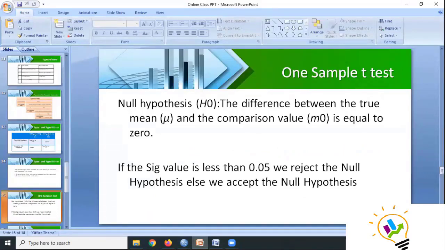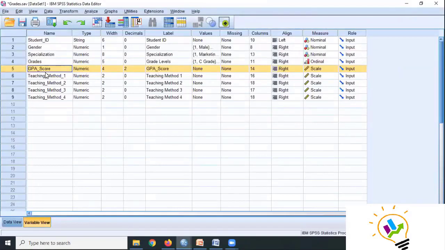In one sample t-test, I'm having a null hypothesis. The difference between the true mean and the comparison value is equal to 0. It means there is no significant difference between true mean and comparison mean. Here I'm going to use only one sample, that is GPA score, and I'm assuming that the mean score of this GPA is 3. And I want to do the test. Can I do it, madam? Yes, sir.